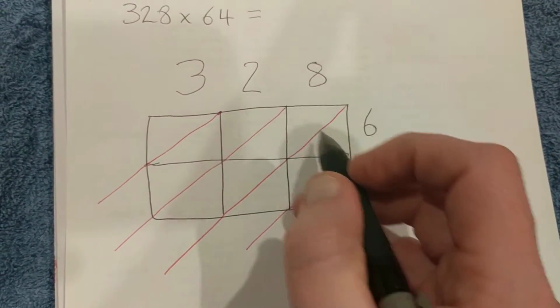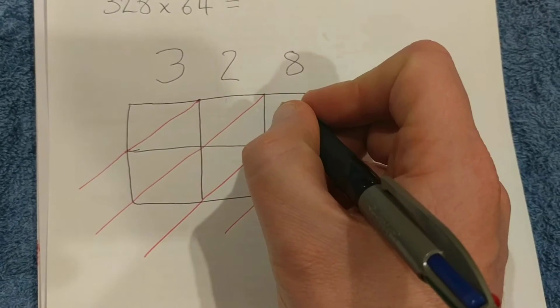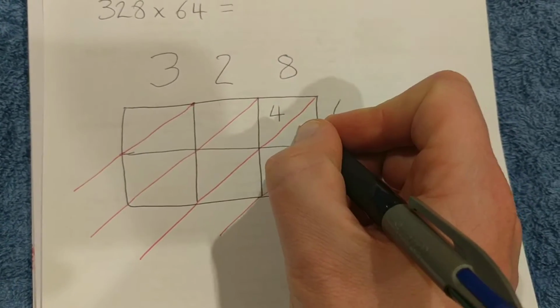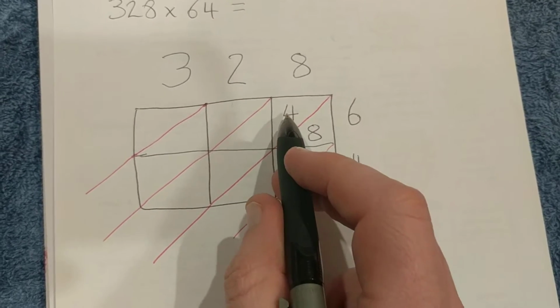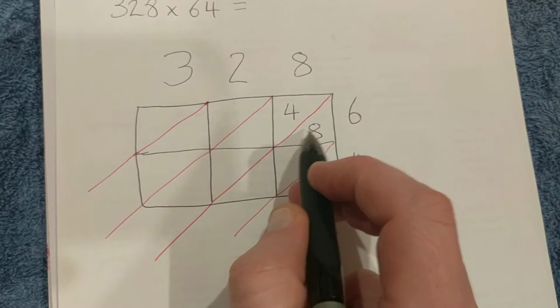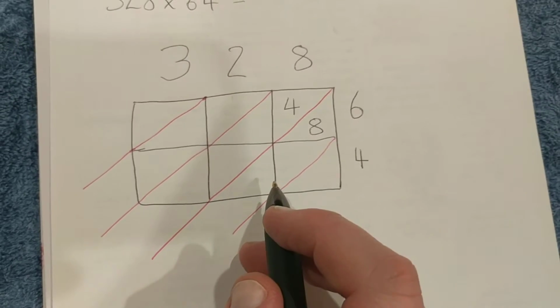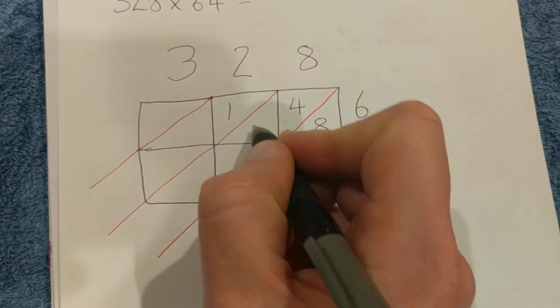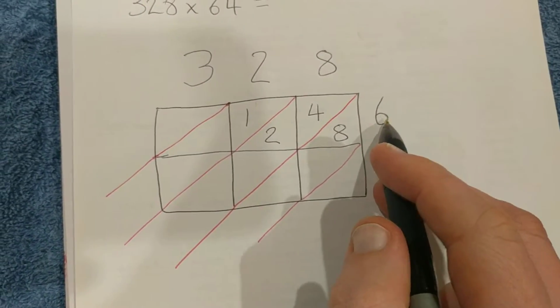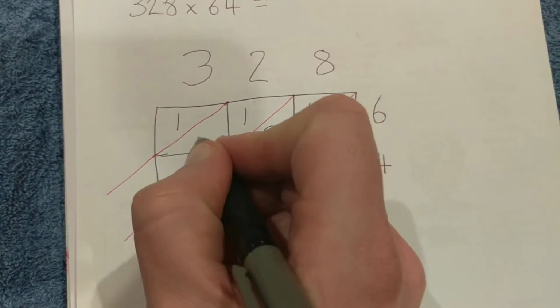So 8 times 6 is 48, so we put that into this box like that. Remember, you write the first digit in the top left and the second digit in the bottom right of these diagonal boxes. 6 times 2 is 12, and 6 times 3 is 18.